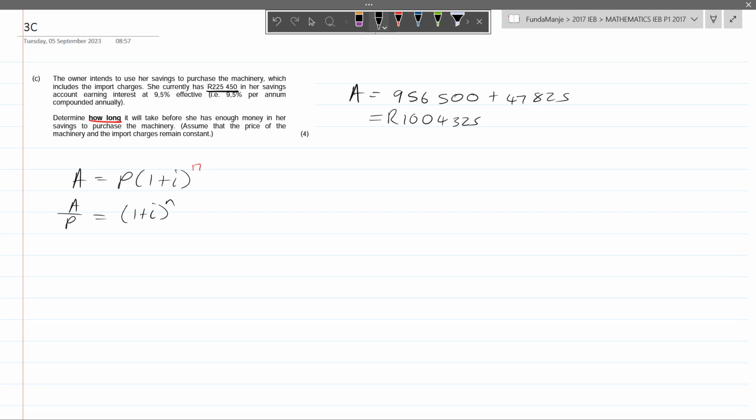Then we are going to have n is equal to the log of base, what would the base be? 1 + i, and we have A over P over here, which is following the normal logarithmic method. And once we have it like this, we can now easily make our substitutions and get our answer.